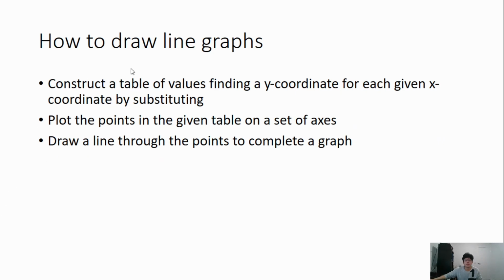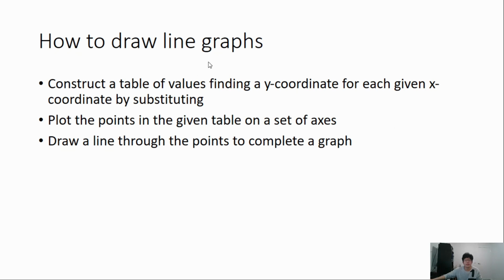Alright, now let's go through how to draw line graphs. The first step is to construct a table of values, finding a y coordinate for each given x coordinate by substituting. The next step is to plot the points in the given table on a set of axes, and the last step is to draw a line through the points to complete a graph. This will make more sense when we go through a couple of example questions, but let's write these down in our books for now.